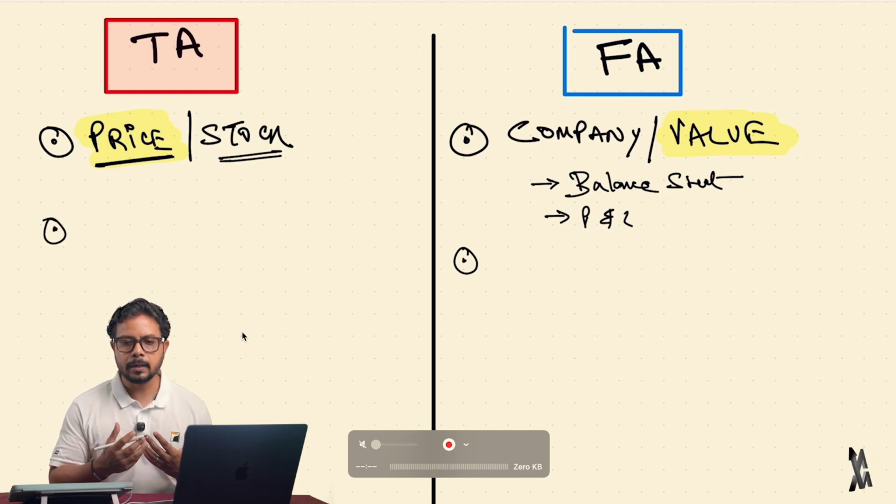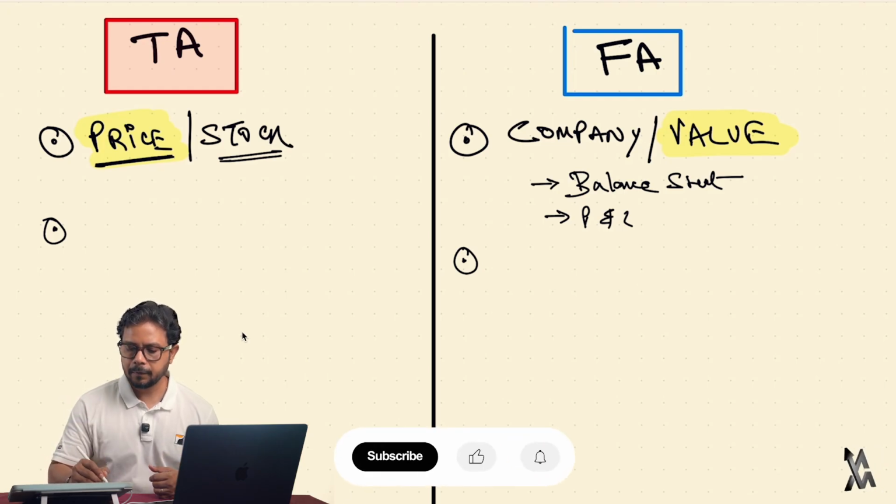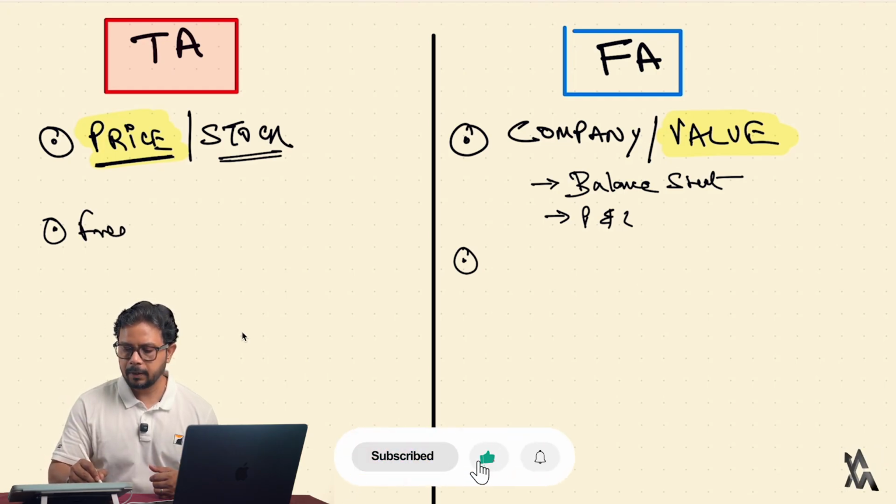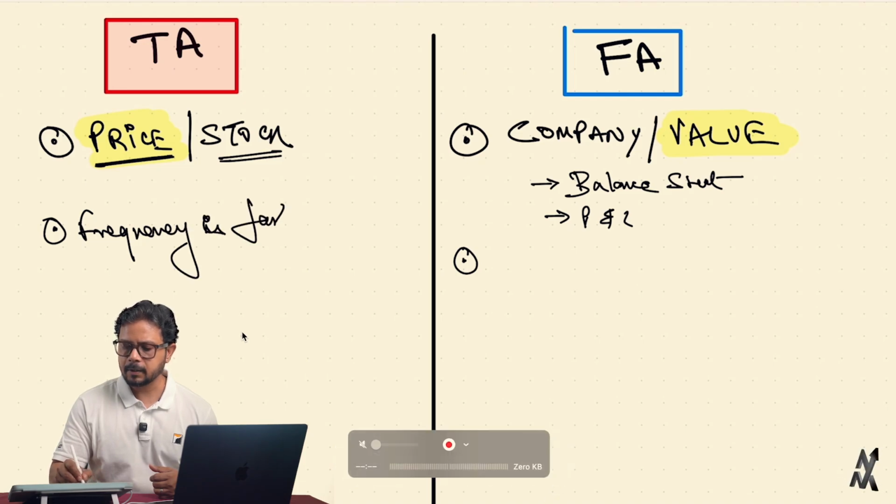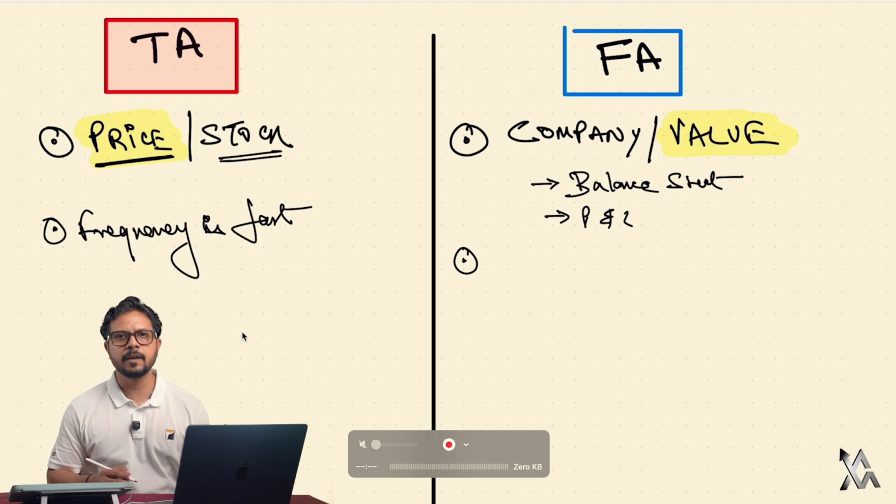How frequently is the analyst, the researcher, getting the data, and once he has the data, he has to analyze it. For a technical trader, the frequency of his data is very, very fast. He is looking at the charts, and they change every second, every minute, hour, day, daily, monthly, quarterly, right?